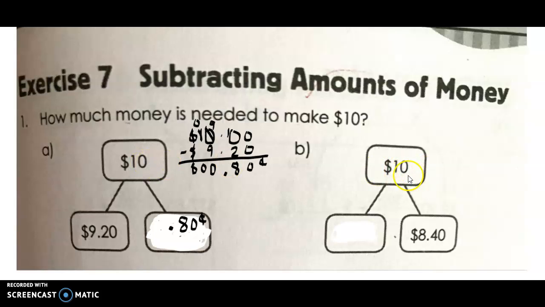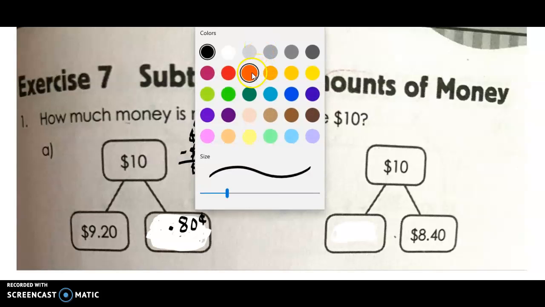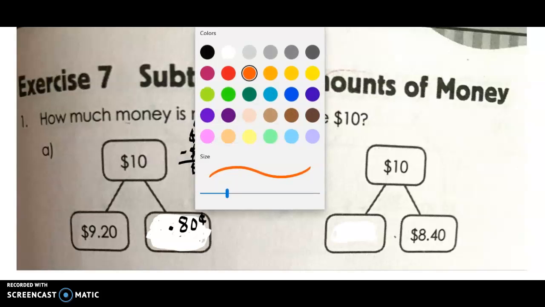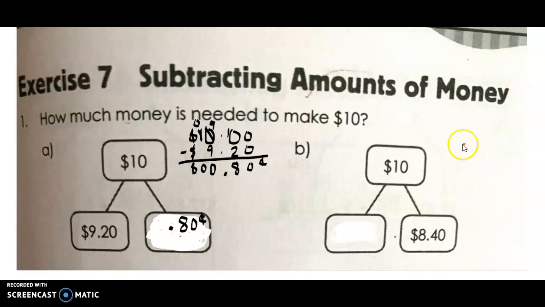And let's look at this one over here. It says how much more is needed to make $10, and in this case we have $8.40. So how will I solve that? The same way I just solved the other one, right? I'm gonna write my $10 and I'm gonna subtract the money that I know I have. I have $8.40. So let's go ahead and subtract.